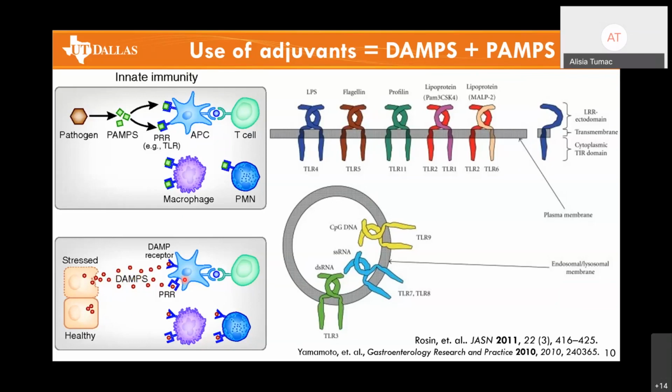So immune cells that participate in these processes include antigen-presenting cells, macrophages, as well as T cells and neutrophils. Both damage-associated and pathogen-associated molecular patterns may also stimulate adaptive immunity and participate in autoimmune responses and tissue repair. So one can use a combination of DAMP and PAMP adjuvants, or can only use one adjuvant versus the other.